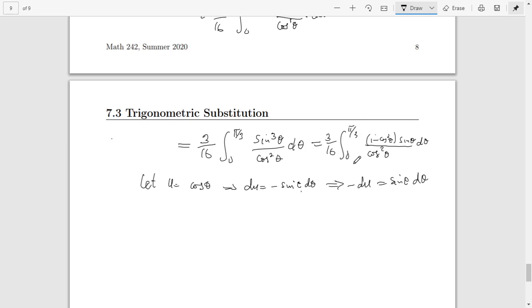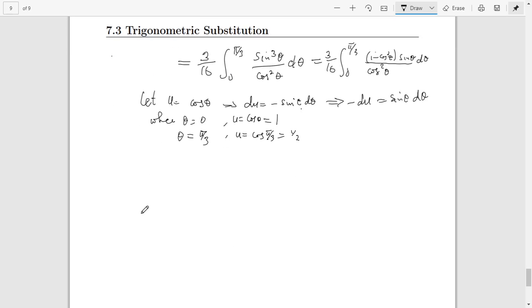Next, we have to change our limit points from theta now back to u. So if my u is equal to cosine theta, when theta is equal to 0, u is going to be equal to cosine of 0, which is 1. When theta is equal to pi over 3, u will be equal to cosine of pi over 3, and cosine of pi over 3 is equal to 1/2.